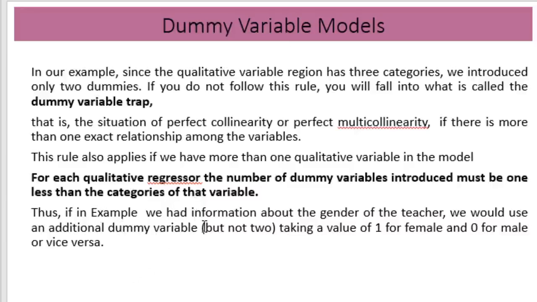Thus, if in our example we had information about the gender of the teacher, we would use an additional dummy variable, but not two. That is, if we want to incorporate the additional variable of gender, then create only one variable, not two, taking the value of 1 for female and 0 for male, or vice versa. That is, we create only one variable, not two.